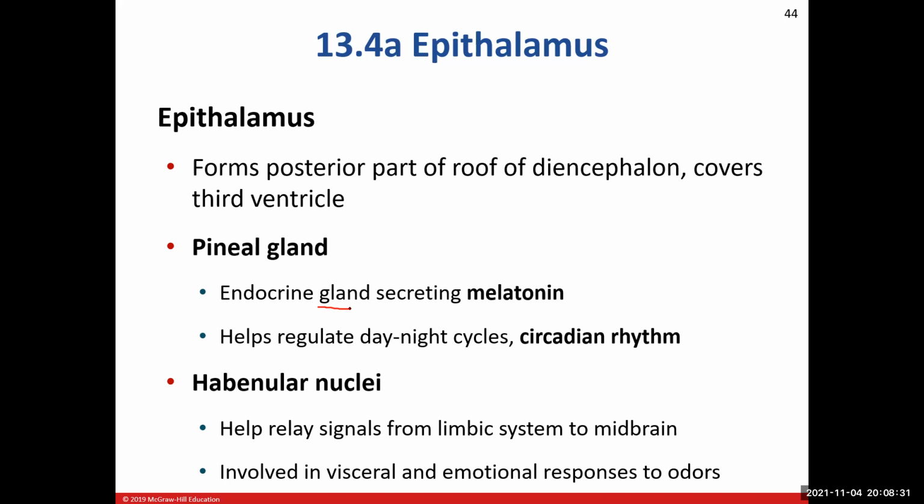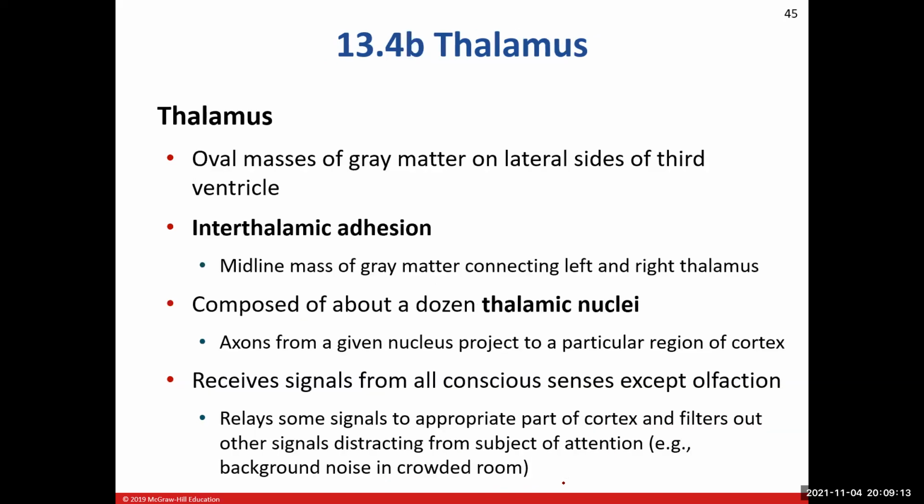Okay, the habenular nuclei. It's a relay center here, and it's going to relay signals from the limbic system. That's the emotional system, right? Helps to generate and govern emotions. And it's going to relay signals from the limbic system to your midbrain. So it is responsible for visceral responses to odors and emotional responses to odors. A visceral response would be if you smell something and you start to salivate. That's a visceral response. Or an emotional response would be if you smell something and it puts a smile on your face, like, that smells good. Okay, there you go. That's an emotional response.